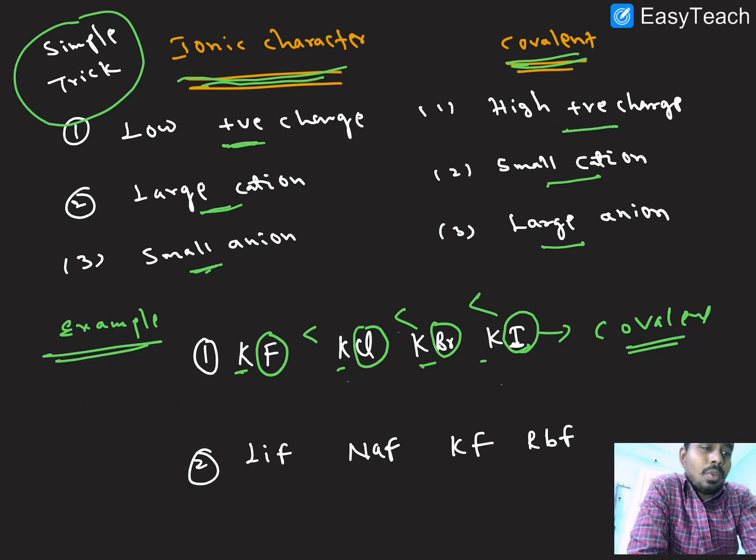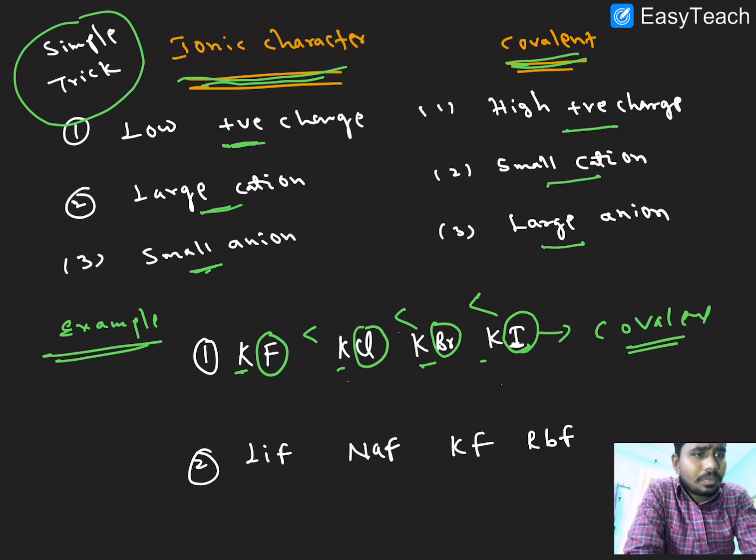And here one more simple trick I will tell you: which is more soluble in water. Polar molecules, that is ionic compounds, are more soluble in water, and covalent compounds are less soluble. So the solubility decreases from top to bottom because of more covalent character. I hope it is clear, right?